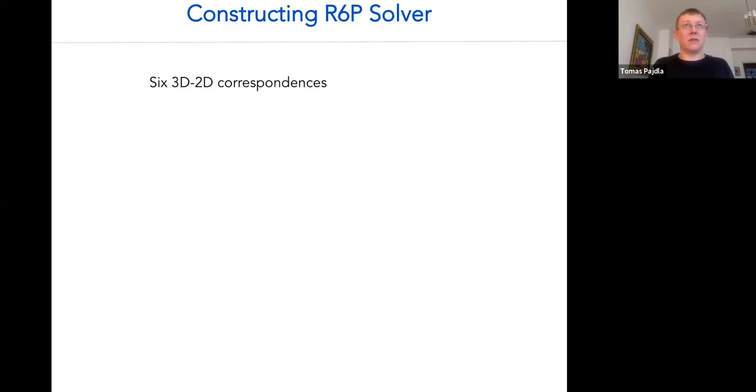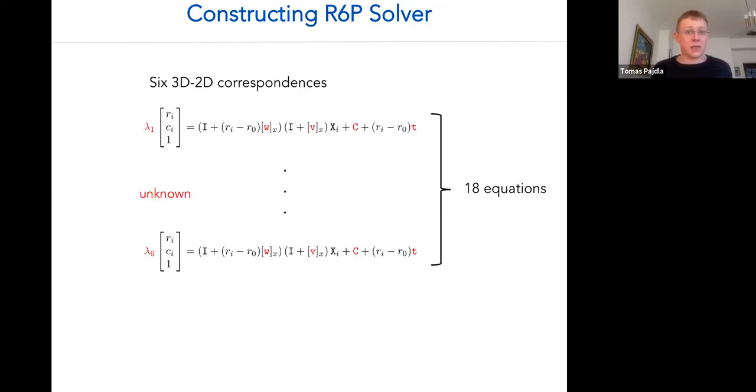Now, how do we do this? How do we construct a solver for this special model? We take six 3D-2D correspondences and write down these equations, so from 1 to 6 we have six times this equation. These are vector equations. Each vector equation is actually 3 equations inside, because the vector has 3 components. So we have 18 equations in total, and our unknowns are the lambdas, W's, V's, C's, and T's. So we have the right number of equations and the right number of unknowns.